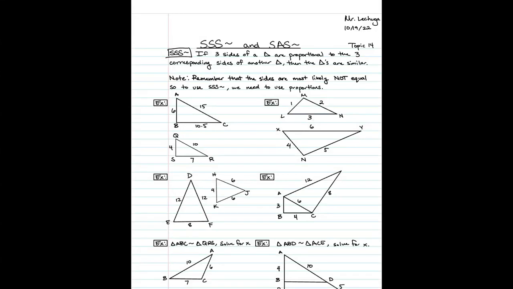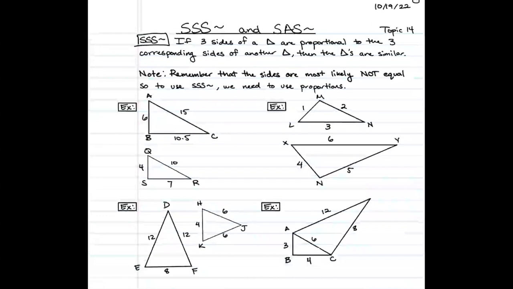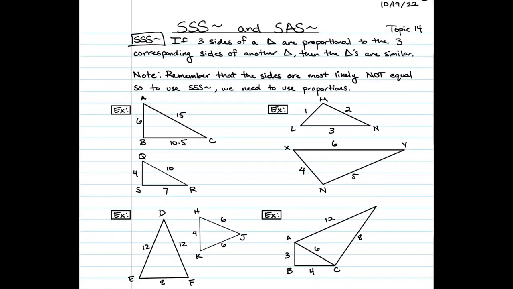So side, side, side similarity states that if three sides of a triangle are proportional to the three corresponding sides of another triangle, then the triangles are similar. This is not saying that the three sides are congruent, because again, we're not dealing with congruent triangles. We're dealing with similar triangles. So in all likelihood, these are not going to be exactly the same. In fact, they're probably going to be proportional. So remember that the sides are most likely not going to be equal. We're going to need to use proportions.